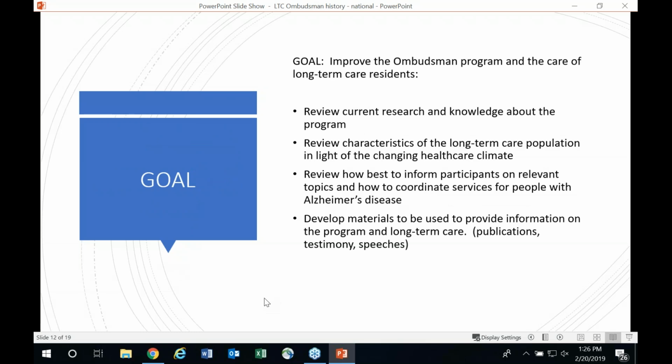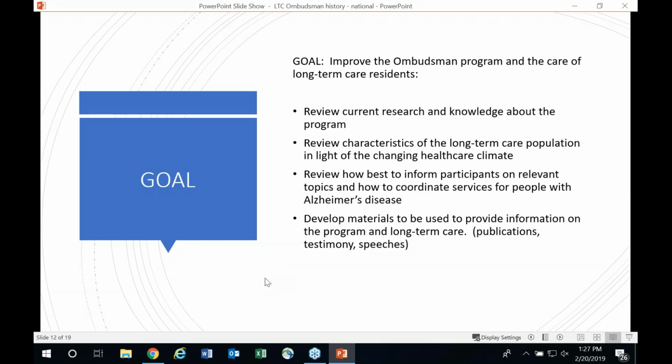So there was a review of current research and knowledge about the program. There was also a review of characteristics of the long-term care population to determine the changing needs in the healthcare climate in 2003. So it was also reviewed how best to inform participants on relevant topics and how to coordinate services for people with Alzheimer's disease. And fast forward today, we can look back and see how very important that is. And of course, that is always a work in progress, and I don't think it's anything that anyone will ever completely accomplish, but something that we certainly need to continue working on.